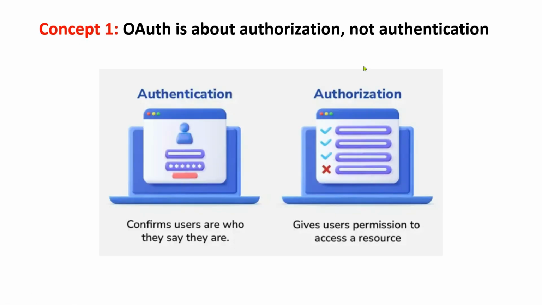So the basic concept of OAuth is that it is about authorization, not authentication. I am highlighting these two words because what does authentication do? Authentication verifies user identity, but authorization permits access to the resources. You are getting access to the resources of the third-party application to use in your current app.